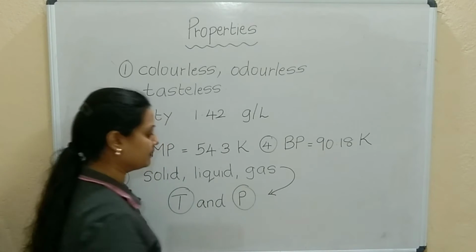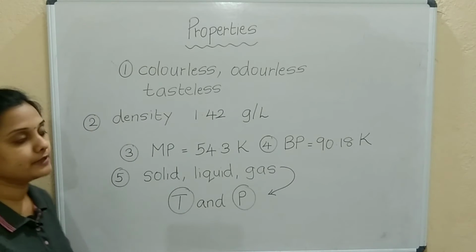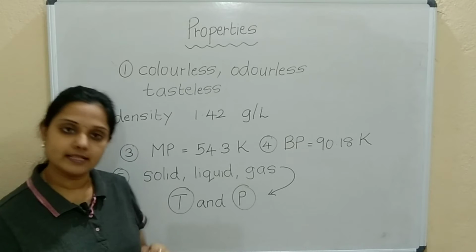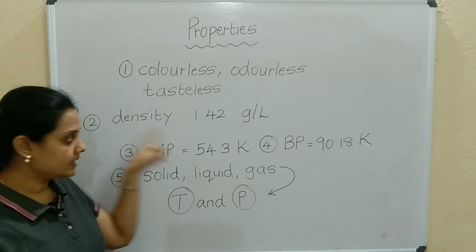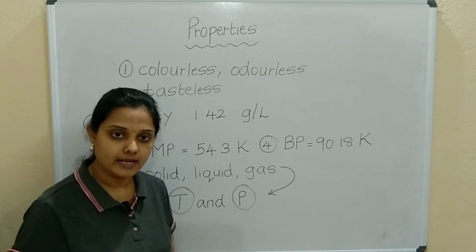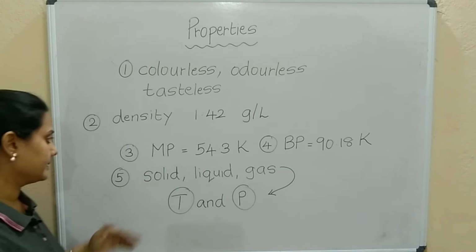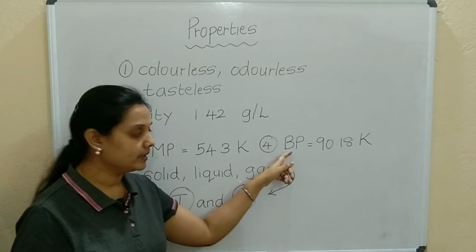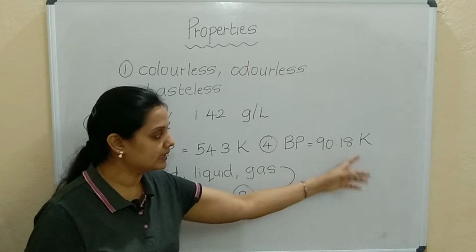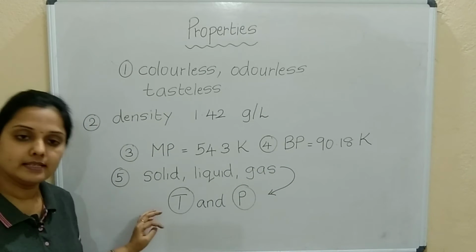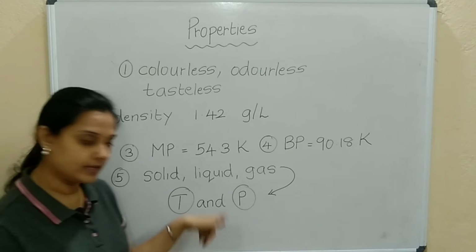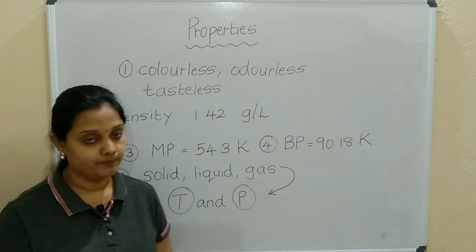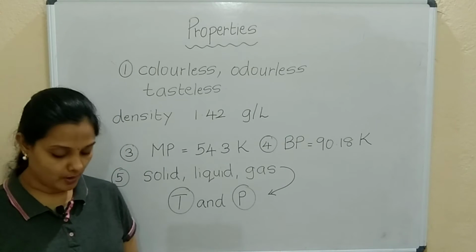T and P, that is temperature and pressure. So these are the physical properties of dioxygen: colorless, odorless, tasteless. Its density is 1.42 gram per liter and it is heavier than air. Third point, melting point is 54.3 Kelvin, boiling point is 90.18 Kelvin. It can exist in all the three forms, solid, liquid, gas, depending upon the temperature and pressure. So these are the physical properties.